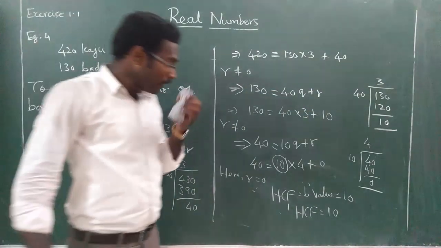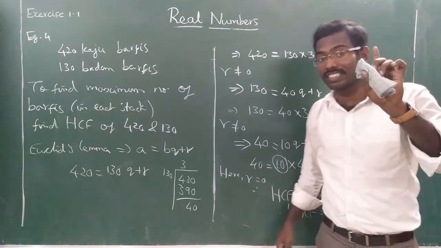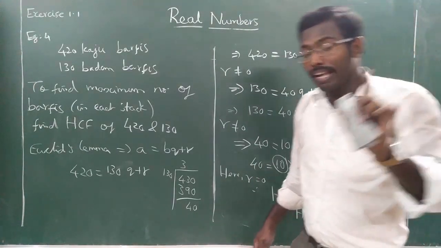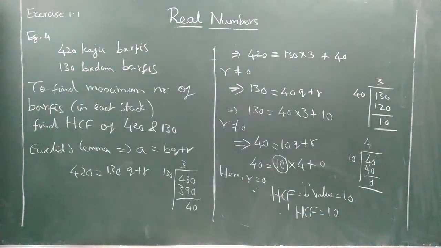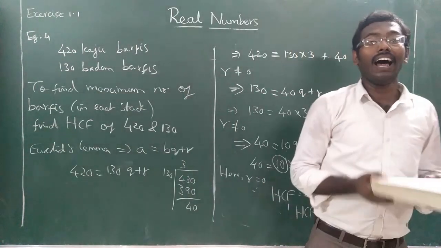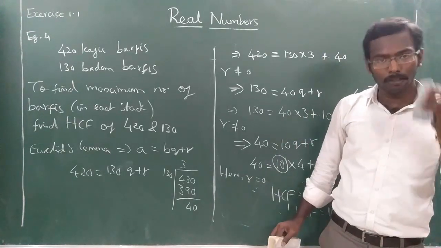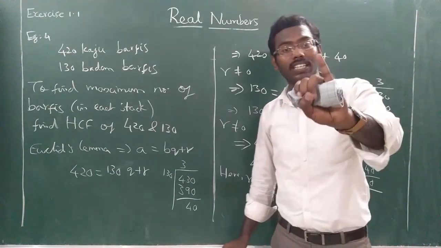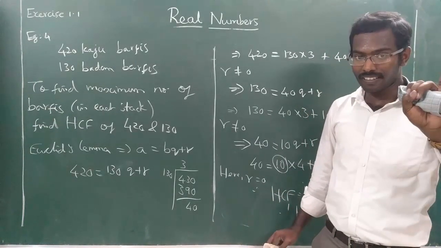Understood or not? So in the same way, find the answer for the third sum. Only one homework sum I am giving. Please do. Okay, I am going to give you two sums. One is exercise 1.1 third sum. Another one is example third sum. Example third sum is also easy, you can do. So your homework is two sums: Example 3 and exercise 1.1 third sum.